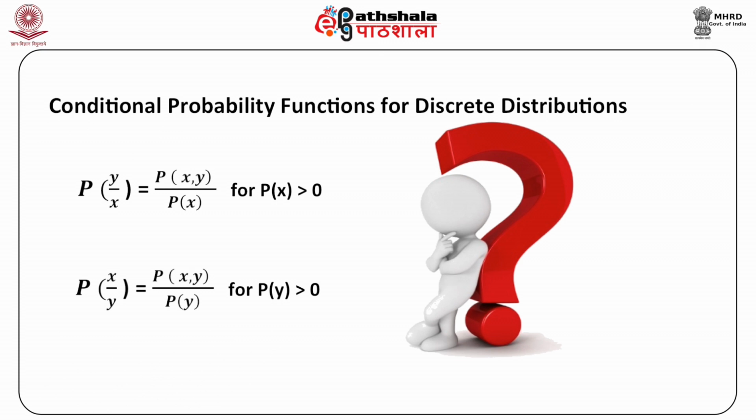In general, if x is fixed and y varies over all possible values within the range of Y, then P(y|x) is equal to P(x,y) divided by P(x), for P(x) greater than 0, is the conditional probability distribution of the random variable Y, that is, the univariate distribution of Y given the condition that X has the value small x. Similarly, P(x|y) is equal to P(x,y) divided by P(y), for P(y) greater than 0, is the conditional probability distribution of X given capital Y is equal to small y.